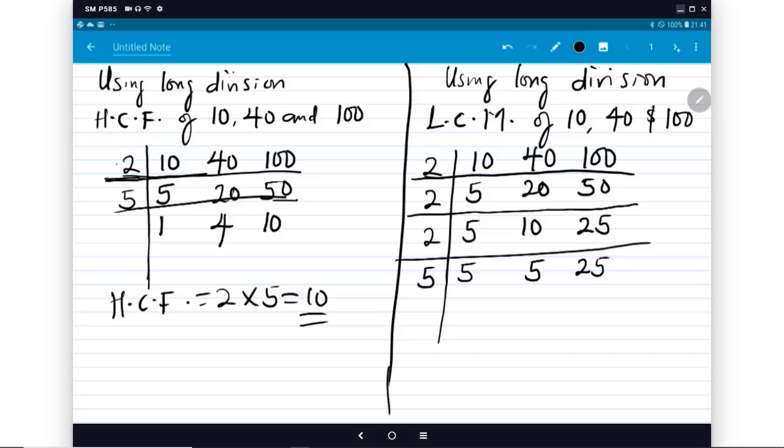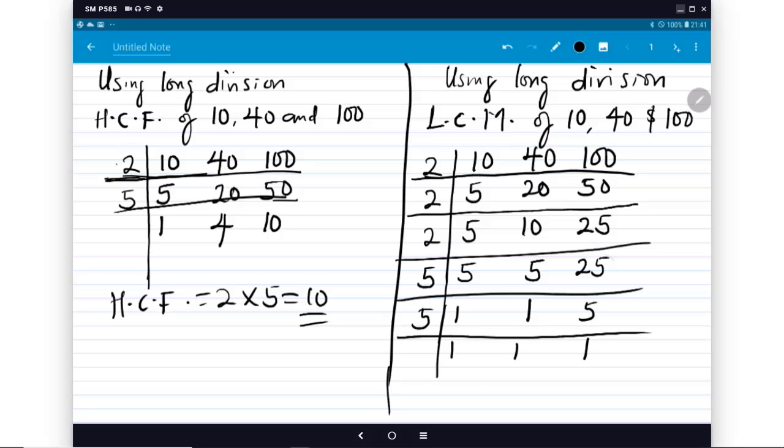Now, next I can do is 5. So 5 in 5, we have 1. Here we have 1. Here we have 5. Then 5 again. Then we have 1, 1, 1.